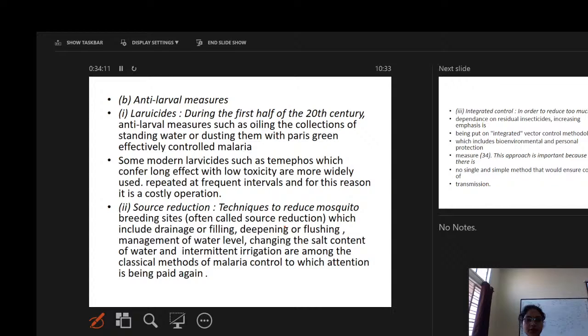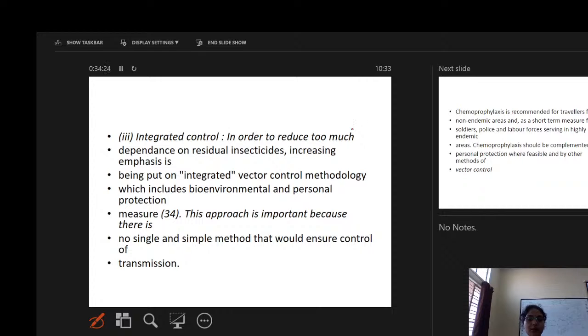Like source reduction techniques to reduce mosquito breeding sites, like drainage or filling, deepening, flushing, management of water level, changing salt content of water, irrigation, integrated control. In order to reduce too much dependence on residual insecticides, increasing emphasis is being put on integrated vector control methodology, which includes bioenvironmental and personal protection measures. This approach is important because there is no single and simple method that would ensure control of transmission.